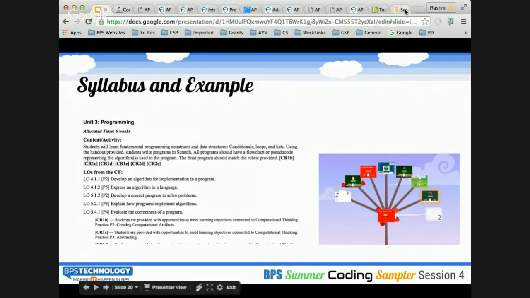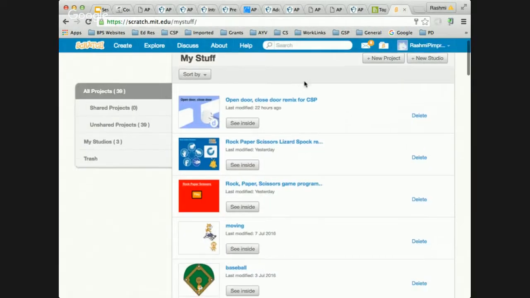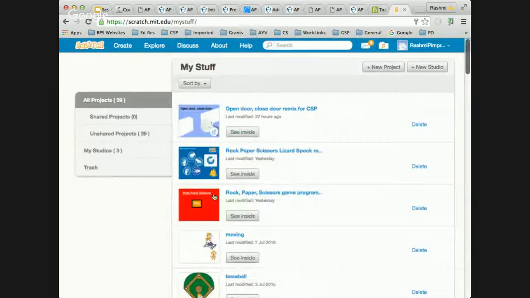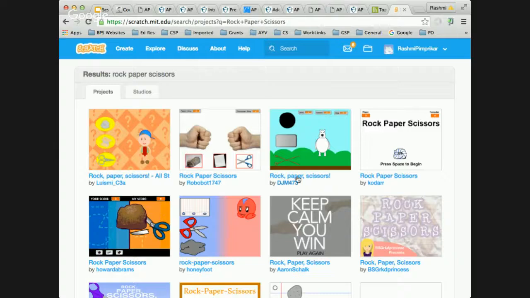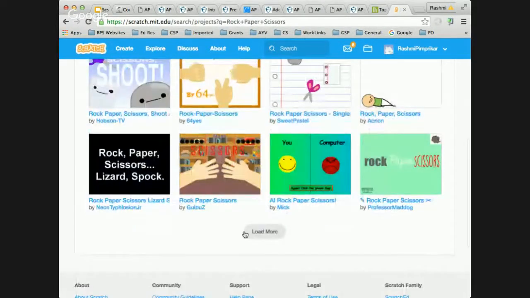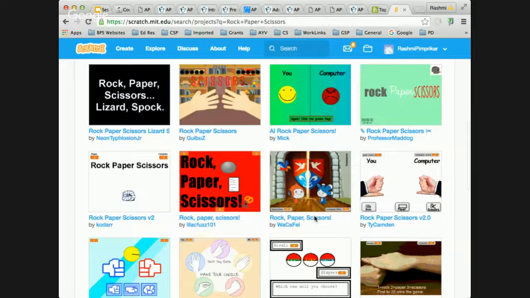So going back, I'm going to quickly share my Scratch space, and I just went on to the Scratch website, and I typed in rock, paper, scissors. If you do a search, you will find close to 100 examples of rock, paper, scissors. These are all programs that you could take a look at, to see how they have been implemented. But the recommendation, and this is part of the assignment too, is that you look at maybe two programs.